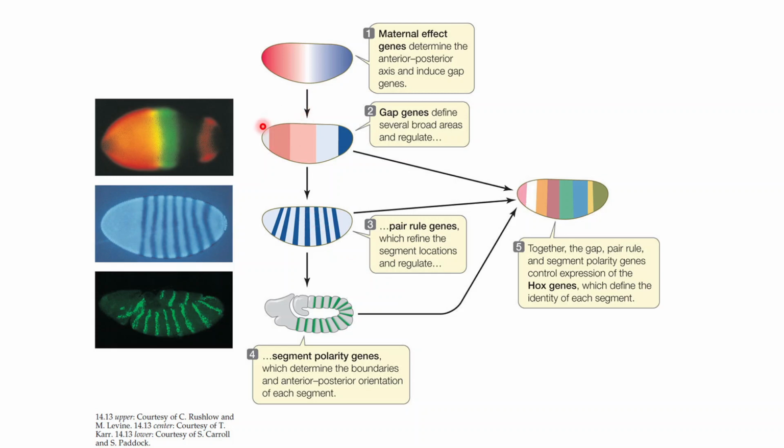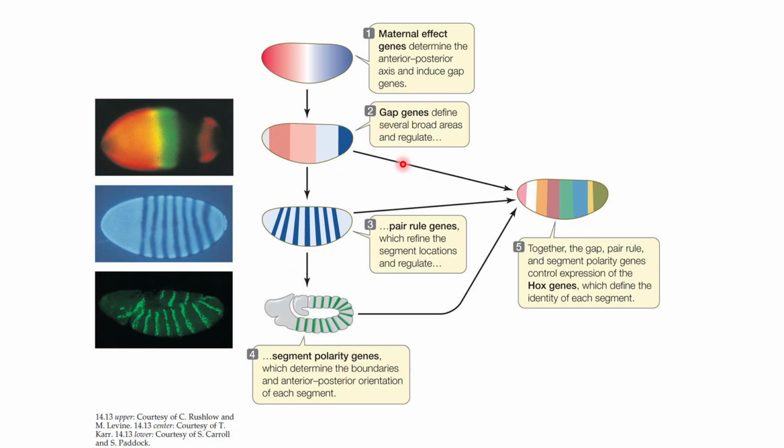So pair rule genes, you can see, have shorter expression, and you can divide the Drosophila body into different segments. So pair rule genes have alternative segment expression. Then comes segment polarity genes. Pair rule genes regulate segment polarity genes, which determine the boundaries of anterior posterior orientation of each segment. So within each segment, as you can see here, each gray square is a segment. Within that, the green expression is towards the anterior side. So this is a segment polarity gene which determines the anterior posterior polarity within a single segment.